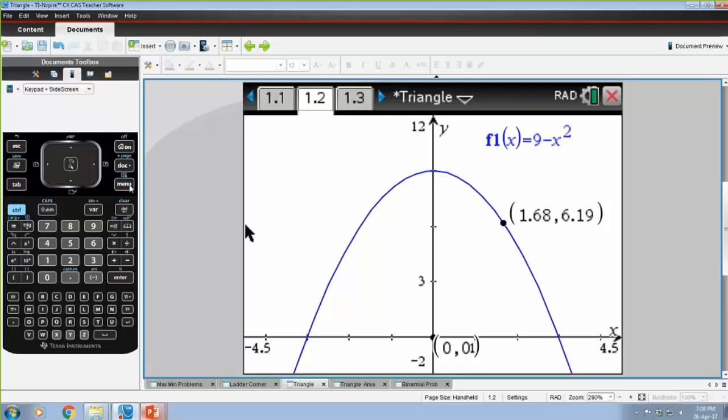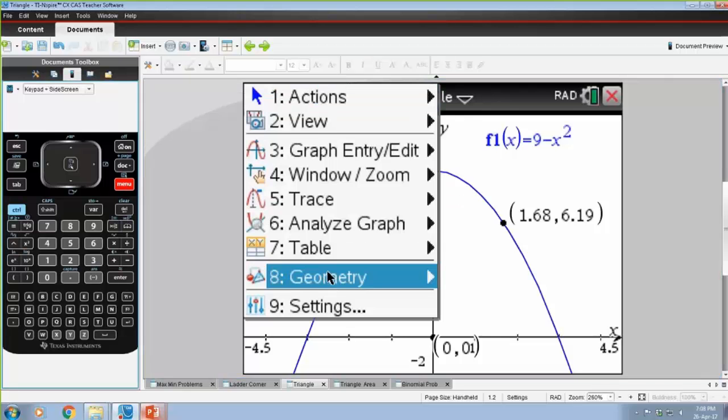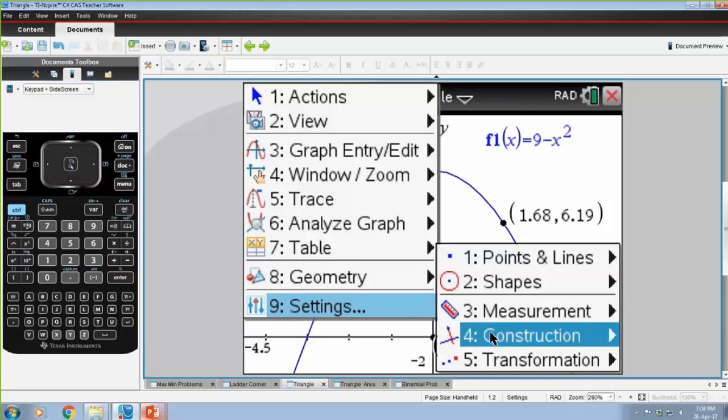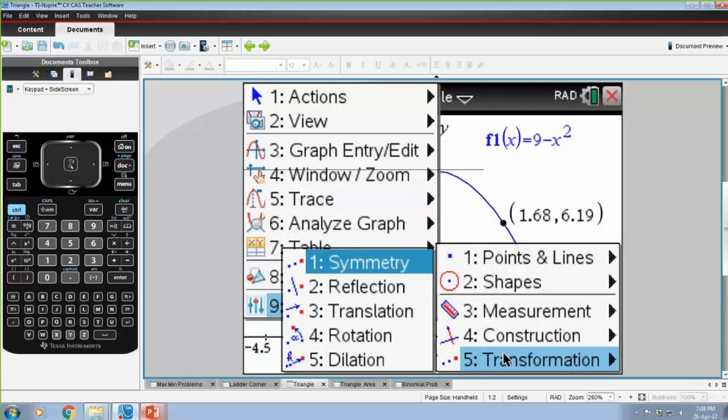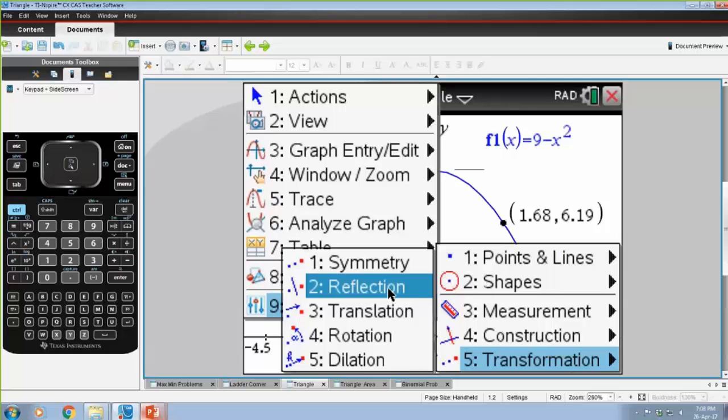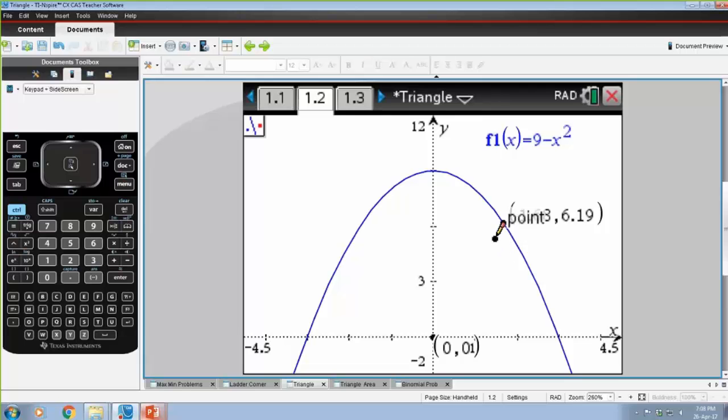So we can generate that point by going menu, geometry. Now, we're going to look at a transformation, which is the reflection, and you can see the little picture there in the red and the blue, reflection of that point. So if I click on that point, and now click on the y-axis, I've got that point being reflected in the y-axis there.